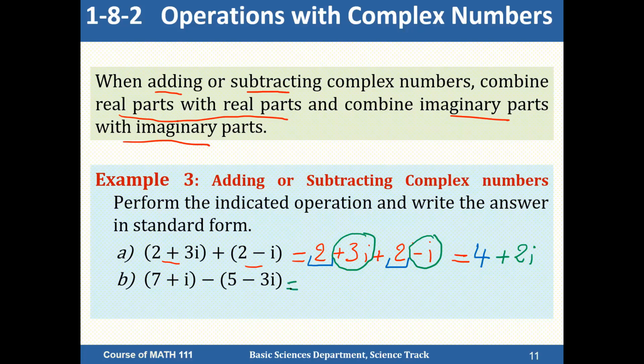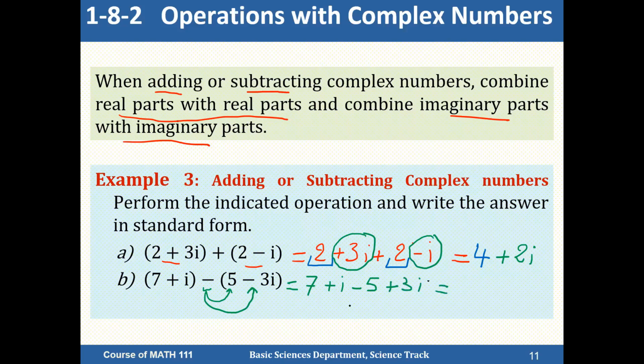Same for subtraction. First, remove the parentheses. Here we have nothing in front of the parentheses, so we remove it directly. Here we have a minus sign, so we distribute it. We modify the signs of all terms inside the parentheses. We get minus 5, minus plus 3i.